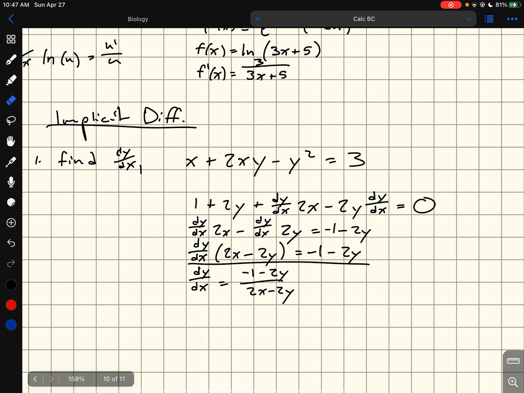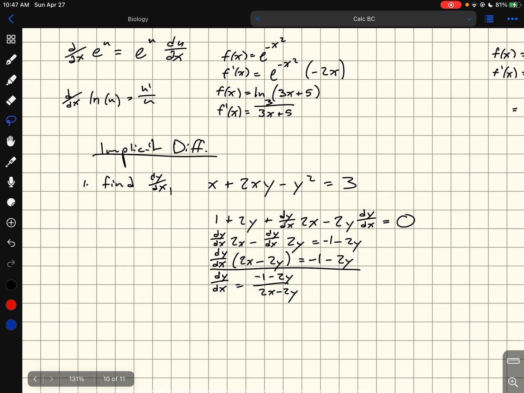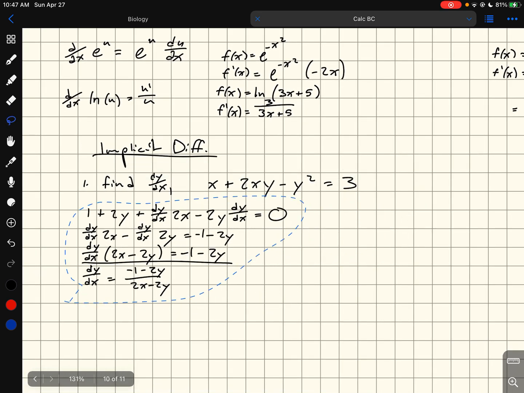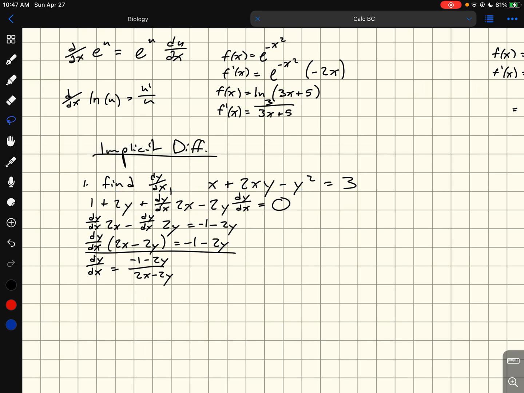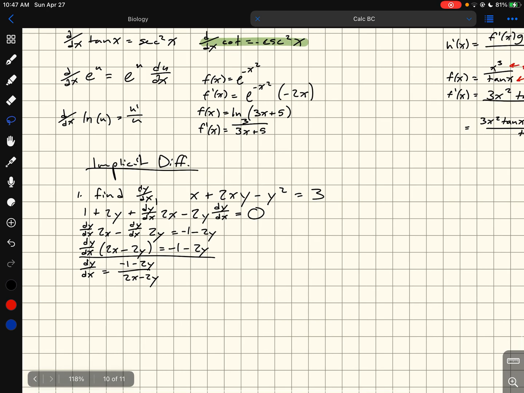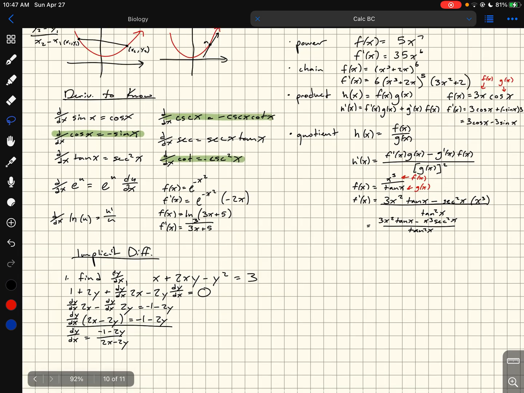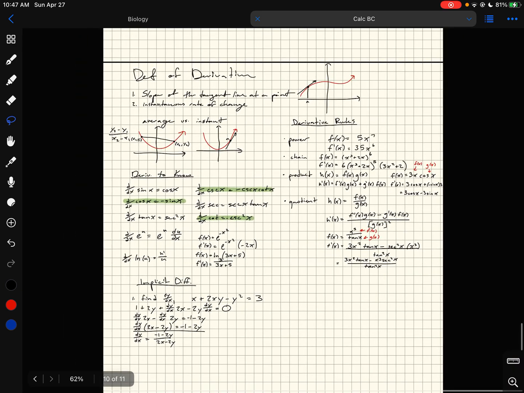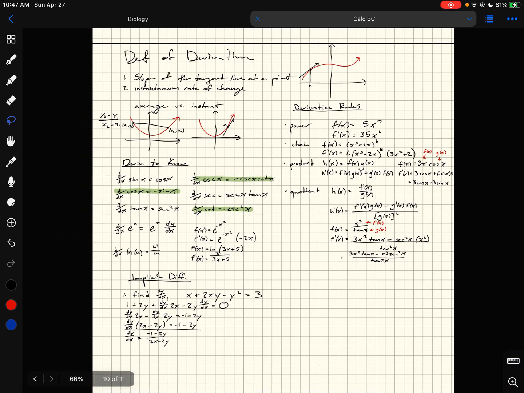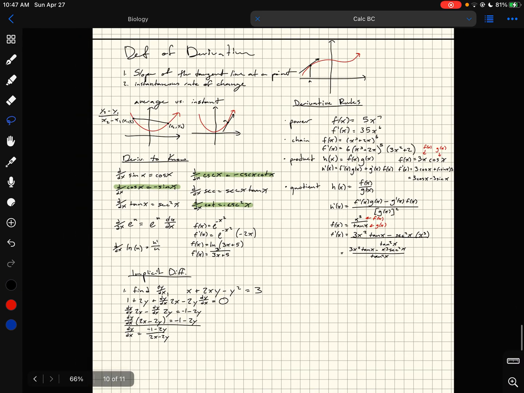So that's implicit differentiation. Let's move this over. I'm going to stop this one right here, and then we can go over more advanced derivative problems.